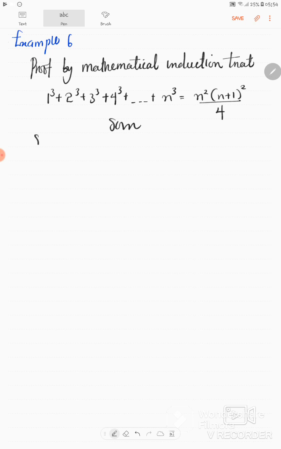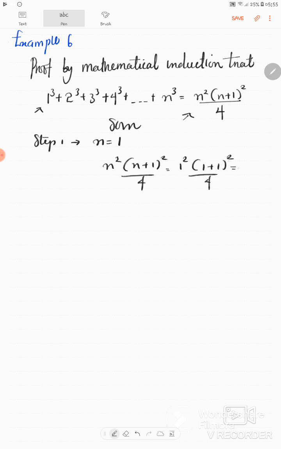Now, the first step, step 1: prove that n equals 1. N is 1 here. By the time we substitute 1 into this, it must give us 1. If it doesn't give you 1, either you are wrong or the question is wrong. Now let's try it. The question says n raised to power 2, n plus 1 raised to power 2, all over 4. We have 1 raised to power 2 open bracket 1 plus 1 raised to power 2, all over 4. That is 2 raised to power 2 over 4, which is 4 over 4, that gives us 1. Correct.